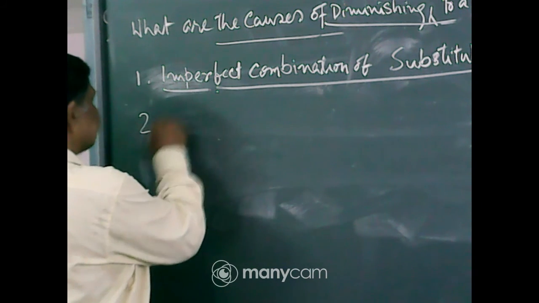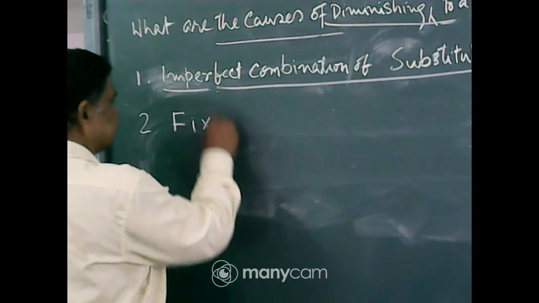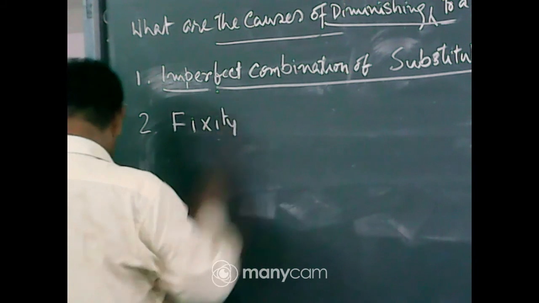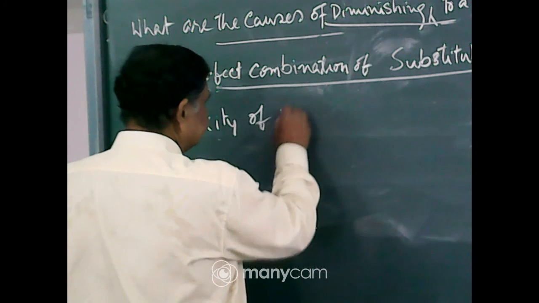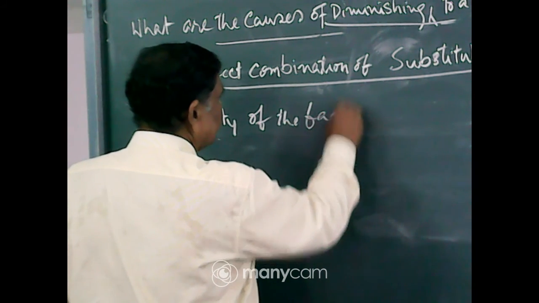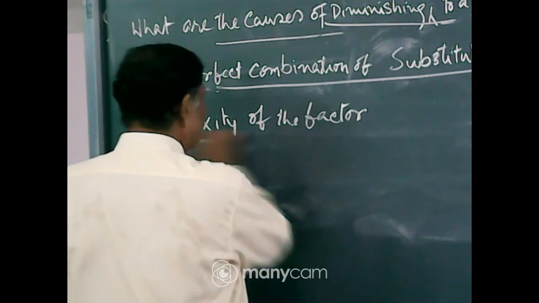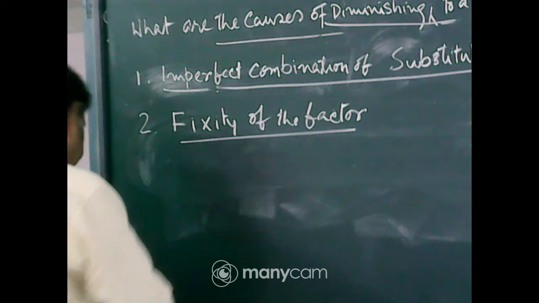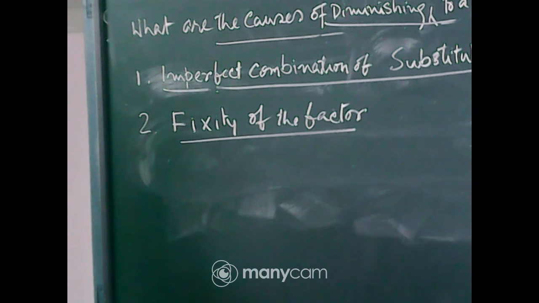Now, fixity of the factor. Number 2, fixity of the factors. What do you mean by fixity of the factor? You know the law of diminishing return to a scale. Now, we have no time. My guide is calling me to stop. Therefore, we will discuss it in the next class.